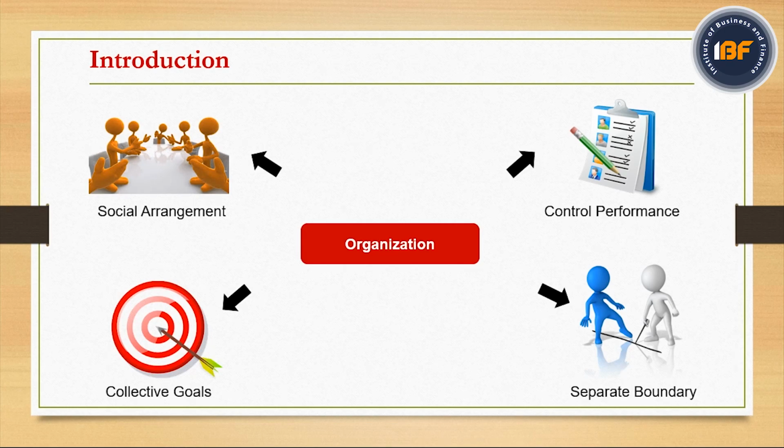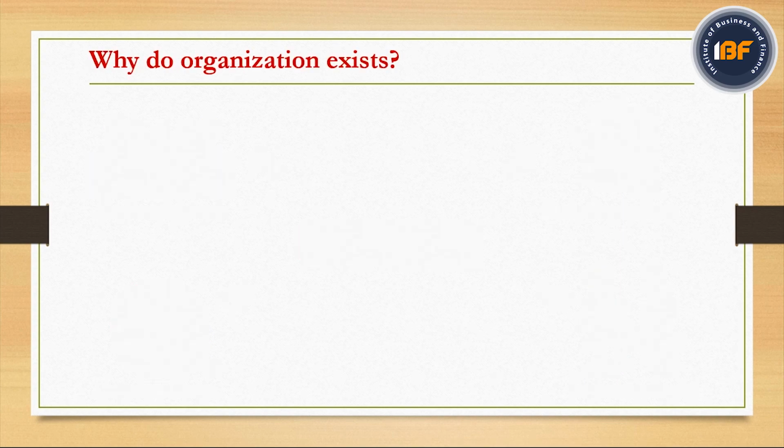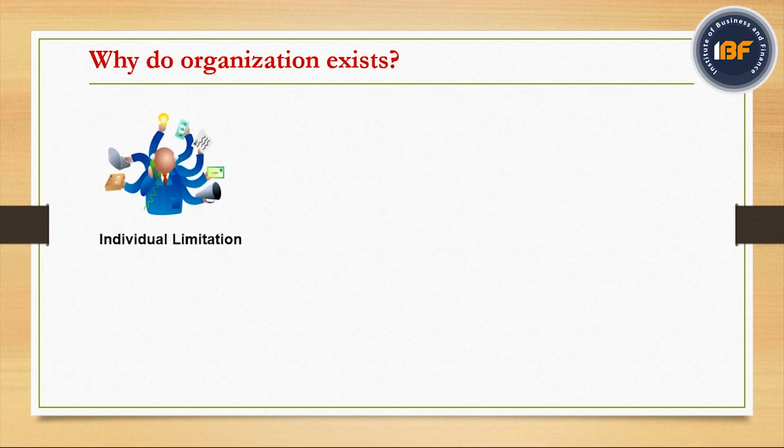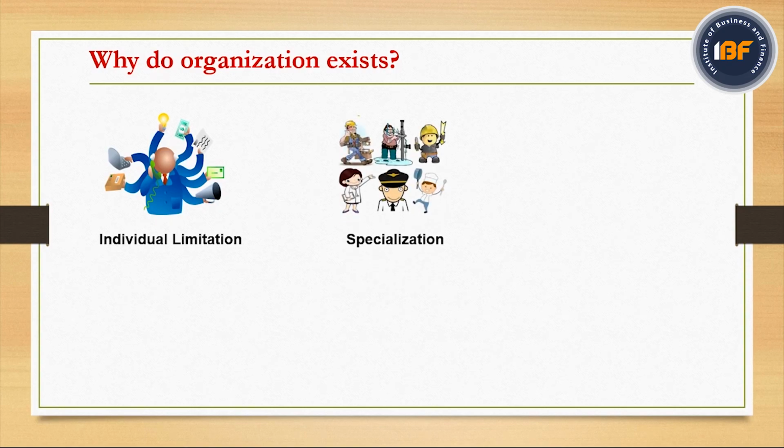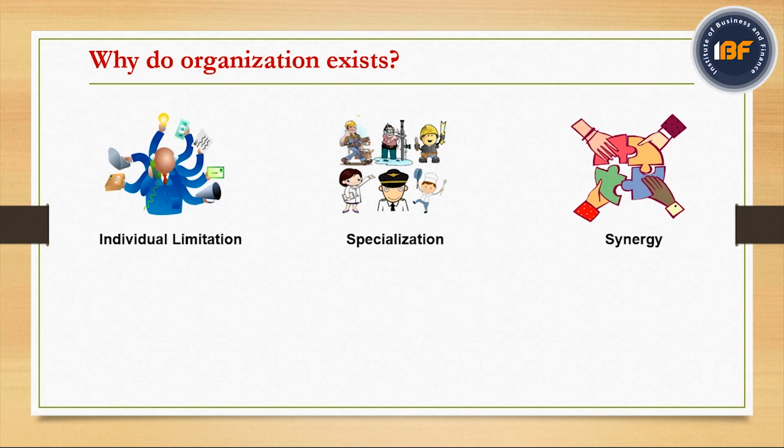So, our second question is, why do we need an organization? Or we can say, why does an organization exist? An organization exists because of three reasons. First, individual limitation. Second, specialization. And last, synergy.